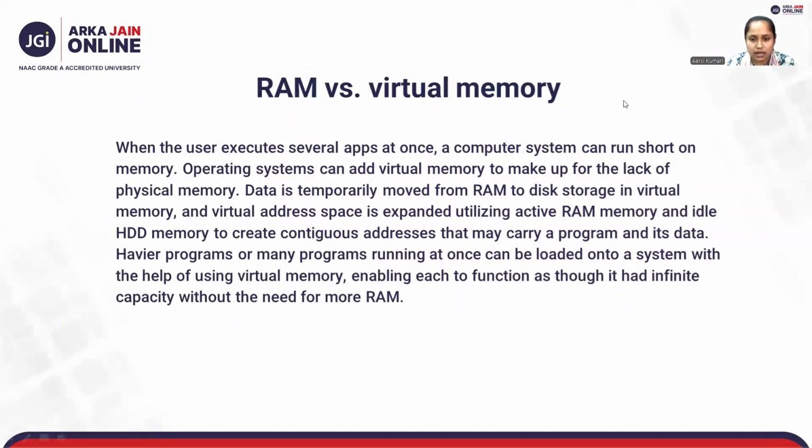enabling each of the functions to run as though it had infinite capacity without the need for more RAM. Virtual memory has the potential to handle addresses twice as many as RAM can initially store at virtual locations. A program's data and instructions are later converted to physical memory addresses at the time of execution. Virtual memory has a drawback in that it can make computers slower in performance as data must be translated between physical and virtual memory. Programs run straight from RAM when using only physical memory.